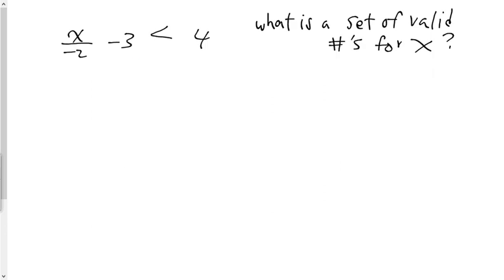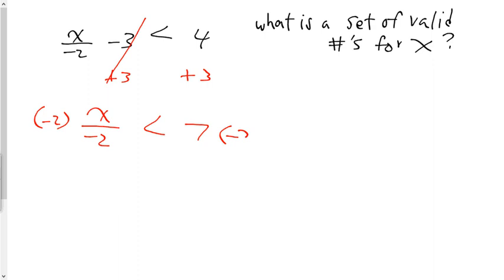Our next question gives us a negative half of x minus 3 is less than 4. Again, isolate the variable through the process you've learned since grade 7. Multiply by negative 2. Remember, when you multiply by a negative value, you have to flip your inequality sign. So our solution is any number that's greater than negative 14.